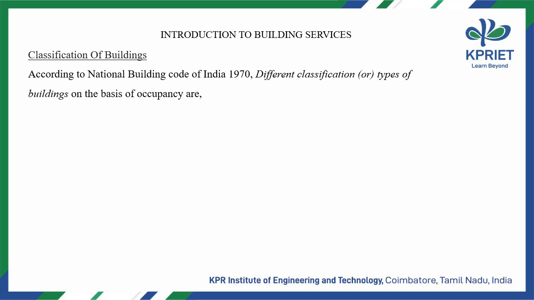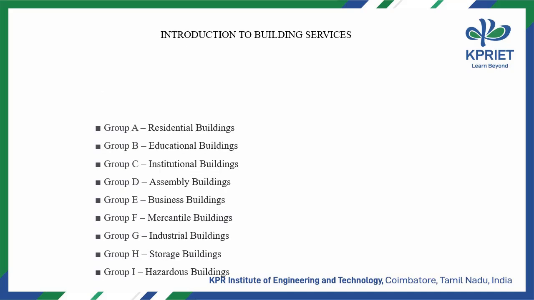Classification of buildings. According to the National Building Code of India 1970, the different classifications, or types of buildings on the basis of occupancy, are: Group A, residential buildings; Group B, educational buildings; Group C, institutional buildings; Group D, assembly buildings; Group E, business buildings; Group F, mercantile buildings; Group G, industrial buildings; Group H, storage buildings; Group I, hazardous buildings.